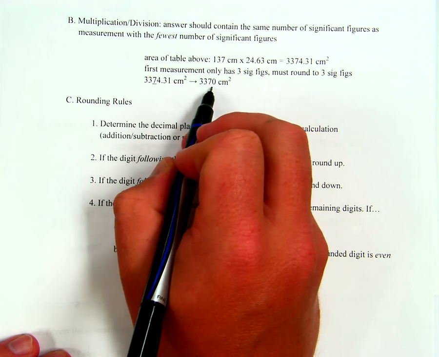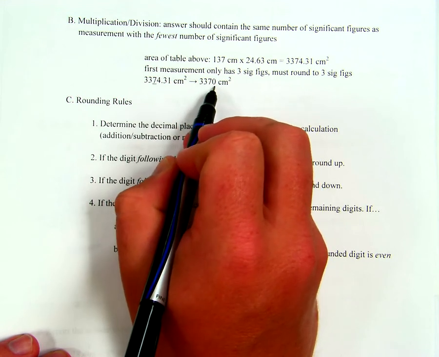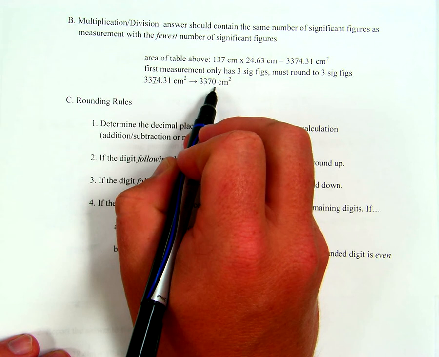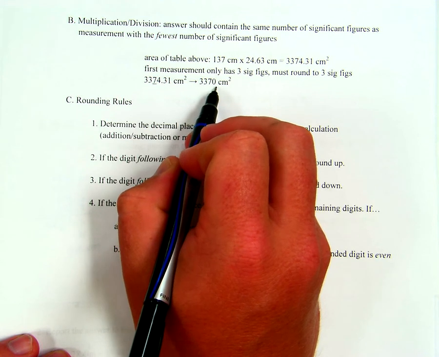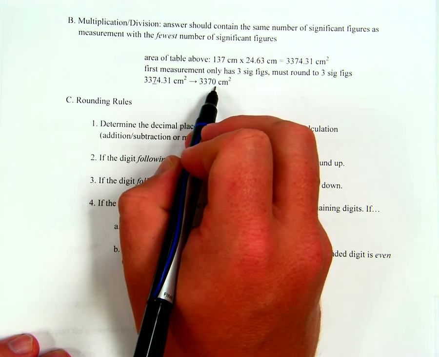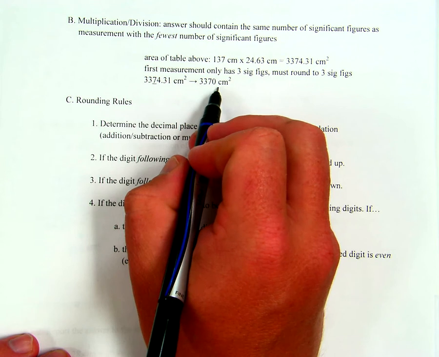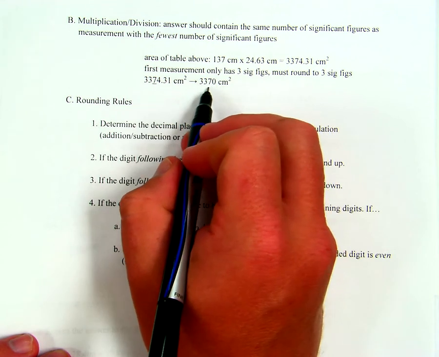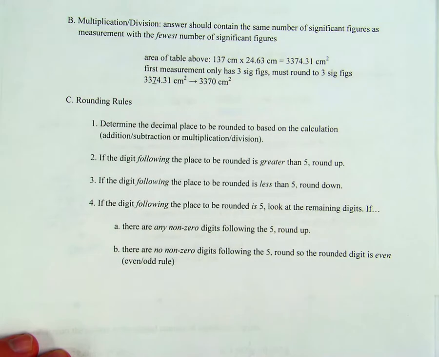Again, remember, you need to put a 0 in for a placeholder in this case, because if I don't, then obviously that becomes only 337, which drastically changes the value. Okay, so I still have 3 sig figs there. I just need the 0 there as a placeholder.